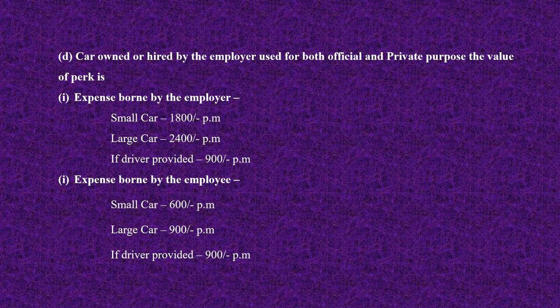If it is hired or owned by the employer and it is going to be used for both the purposes, official and private purpose. In the previous cases, we saw whether it's going to be just official, then you have certain conditions. If it is just private, there are few conditions. Now the condition is it is going to be used for both the purposes. Then in that case, this is going to be your value of perquisite.